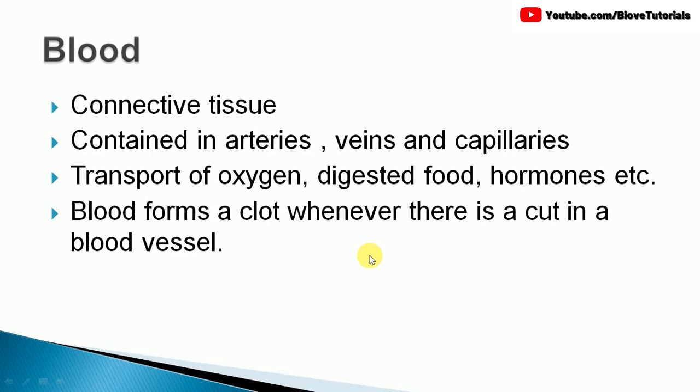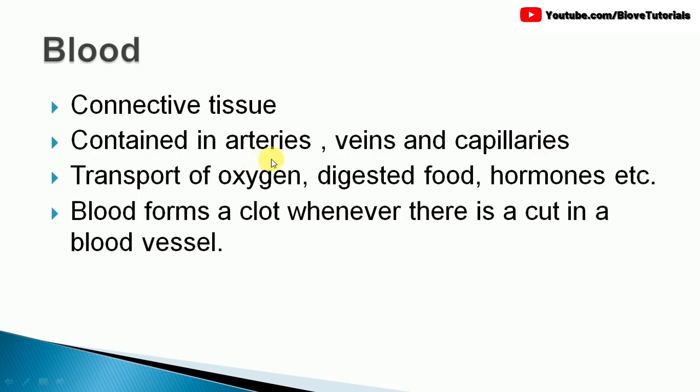So before starting circulatory system, we need to know what is being circulated in our body. Okay, so that is blood. Blood is a connective tissue. Why are we calling it a connective tissue? Because it connects different organs and different systems. So blood is a connective tissue which is circulated throughout our body. Okay, so we need to study about this. So it is contained in the arteries, veins and capillaries.